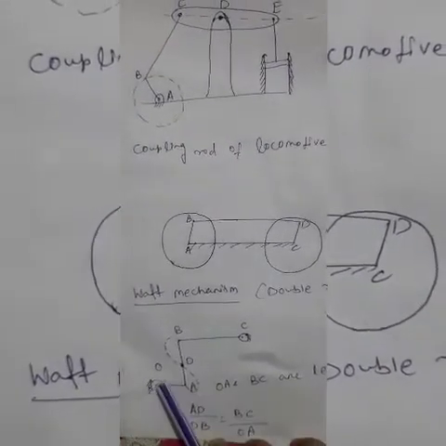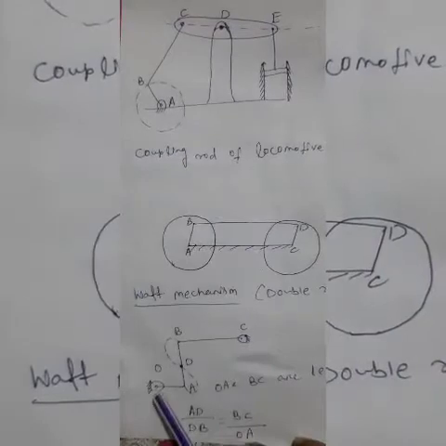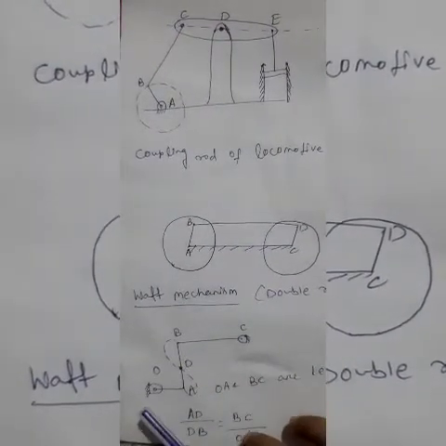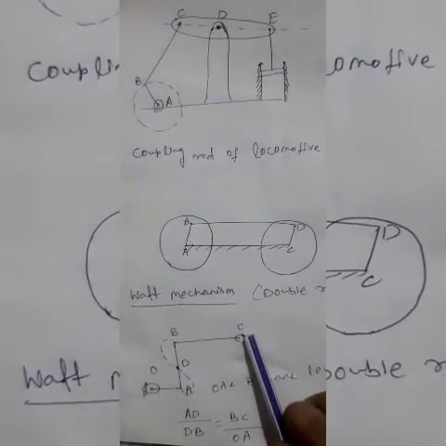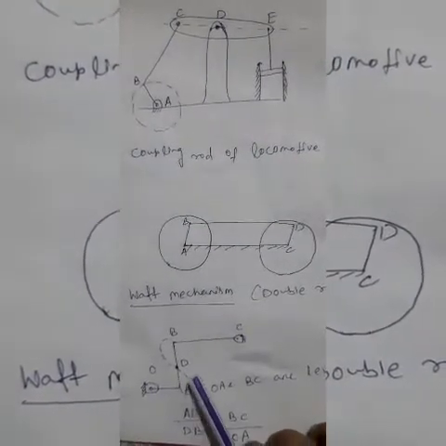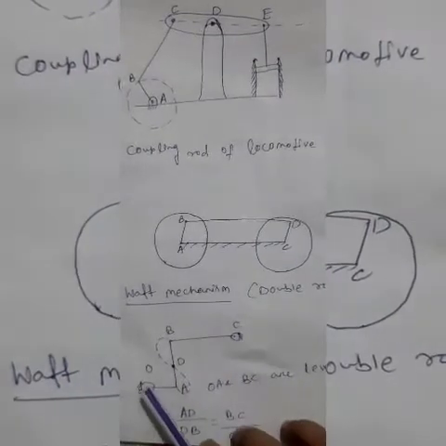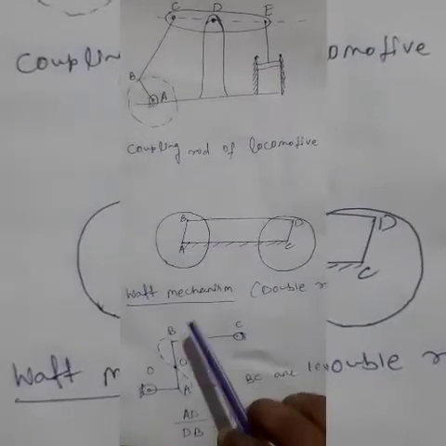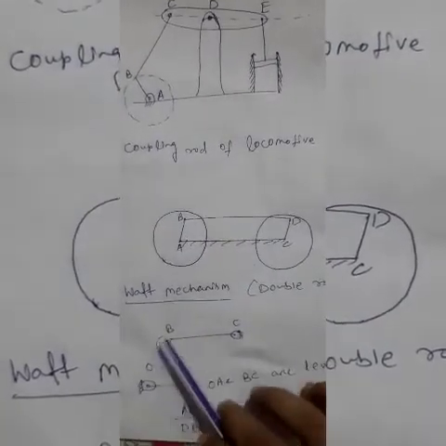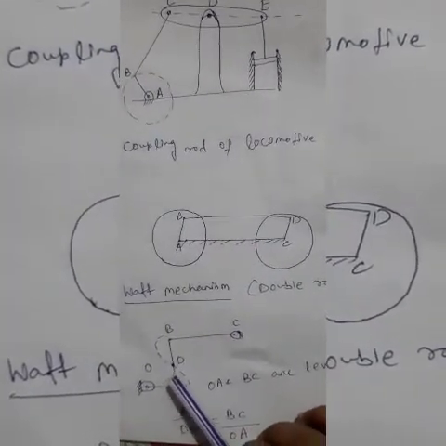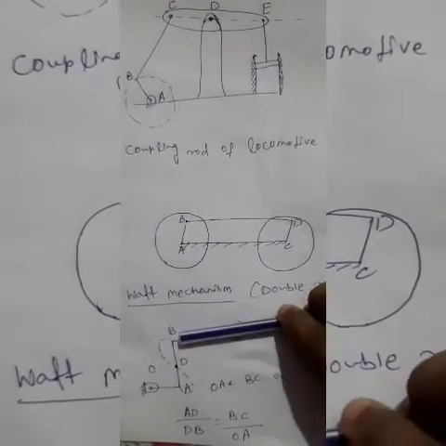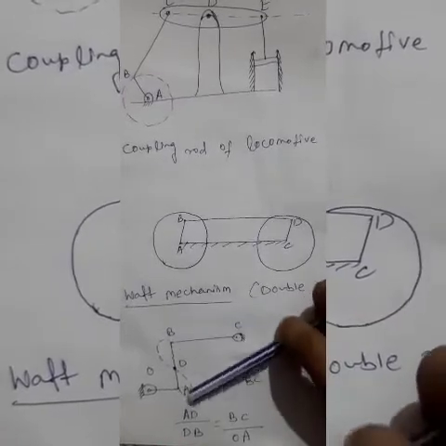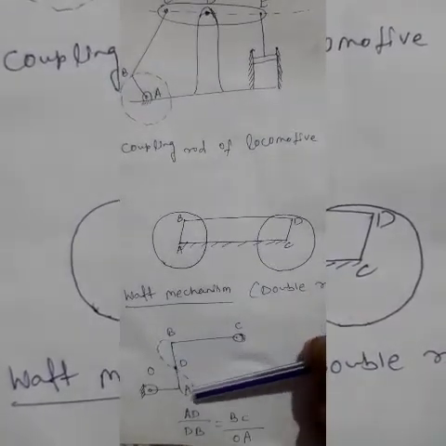Here, OA and BC are two levers or rockers. They are attached to the fixed link. This line is the fixed link. OA and BC are the levers and they are fixed at the points O and C, and BA is the link connecting the two levers. So what happens is, because of the mutual oscillation or movement of BC and OA, this link will move something like this.